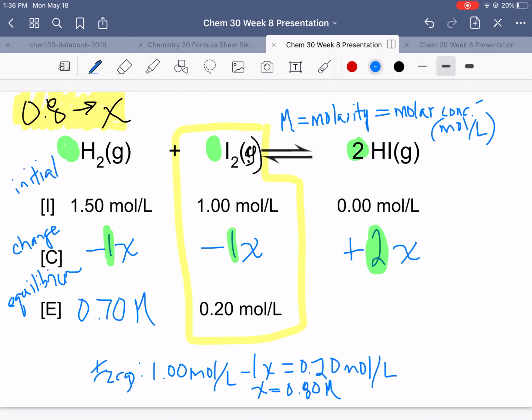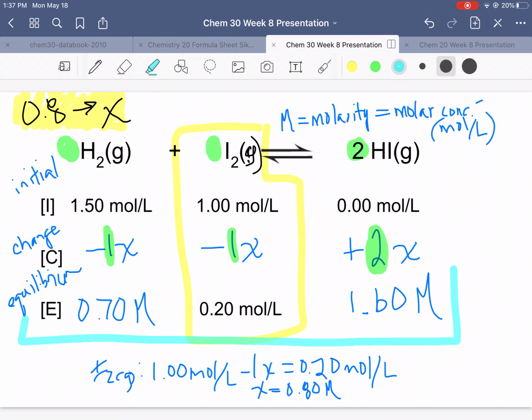I stored x in, it's pretty easy math, that's okay. 0 plus, and literally you can type on your calculator 2x, it right away comes up as 1.60 capital M, molarity, 1.60 mole per liter. You've just completed your ice table. There we go. Key thing here that's going to come into play later is you now know the concentrations of each of the different chemicals at equilibrium.